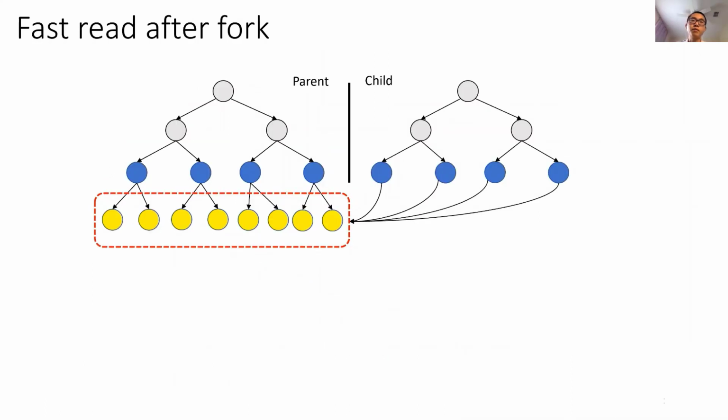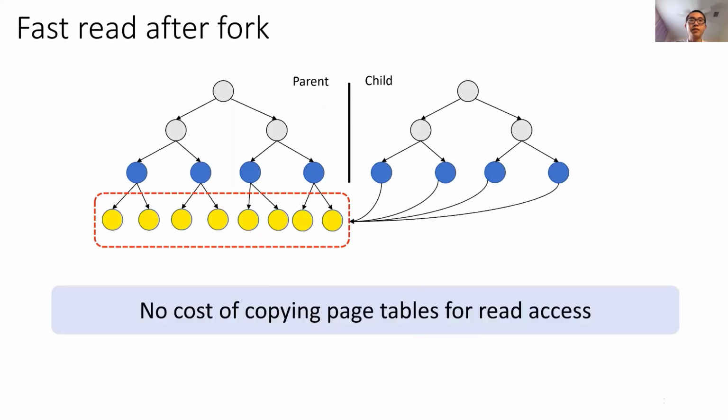After a call to on-demand fork, if the application reads from a memory address, the access goes through by translating virtual addresses using the dedicated top-level page tables of the process, and then by shared last-level page tables. This means that applications using on-demand fork won't incur the cost of copying page tables for read access.